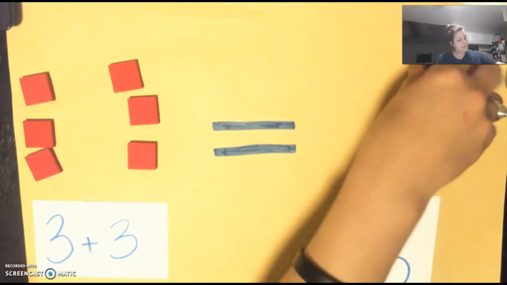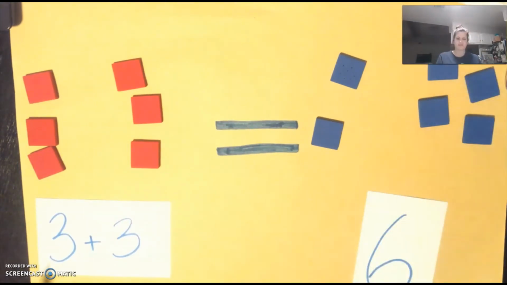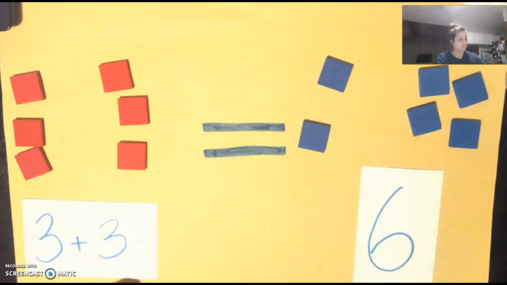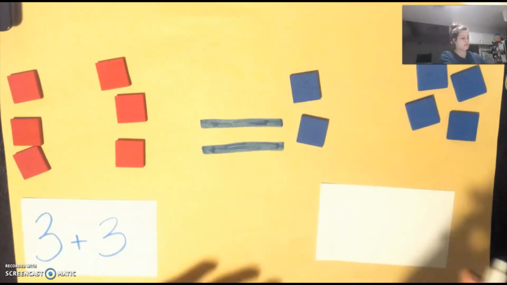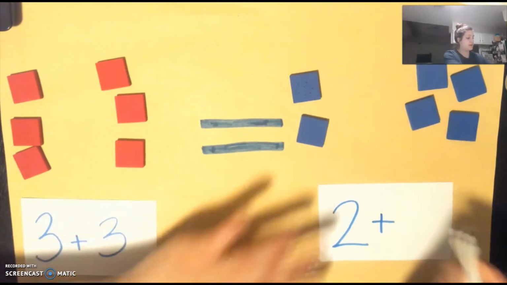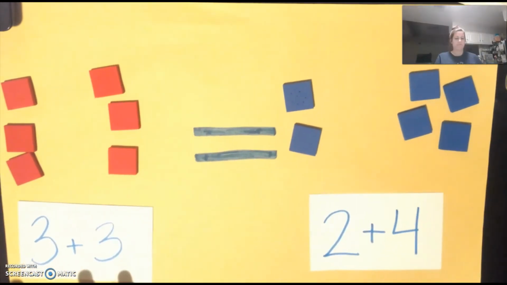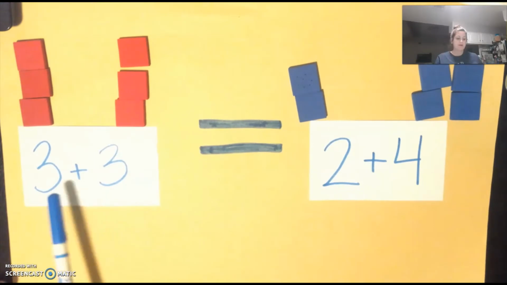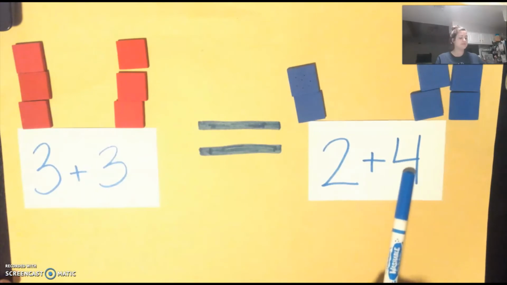Okay. What if I do that? I still have 6, right? Did I take any away? Did I add any to it? No, I just kind of separated them. So now I have 2 plus 1, 2, 3, 4. Let's look at that. 3 plus 3 equals 2 plus 4.